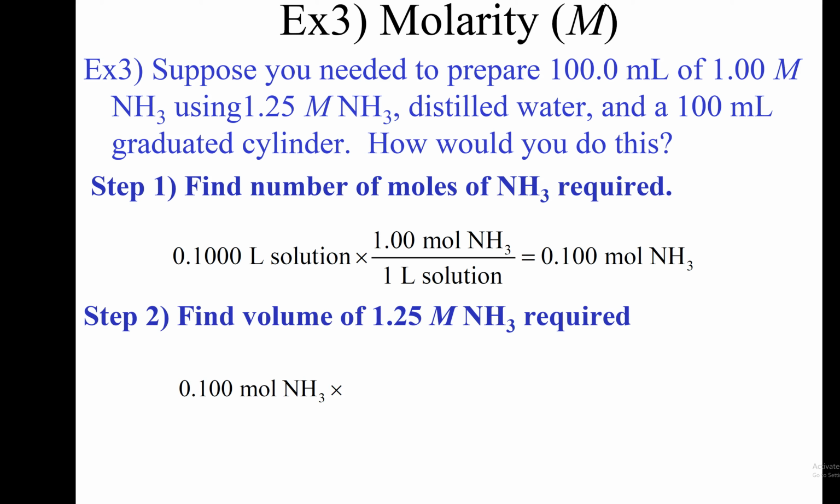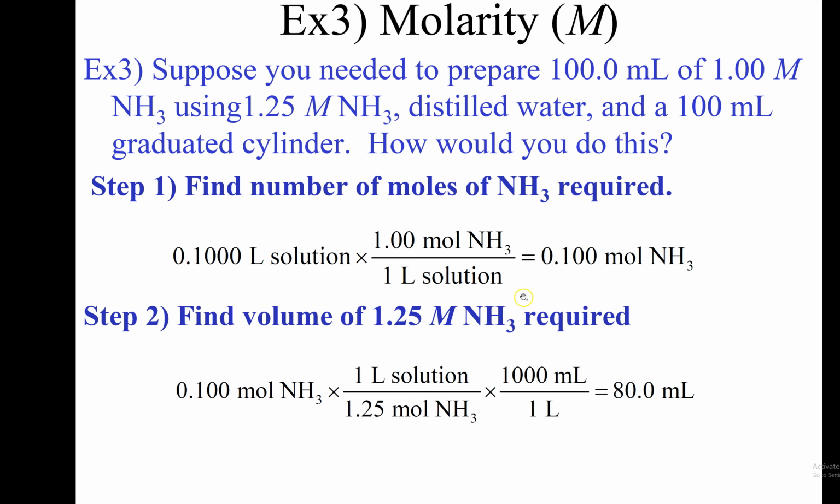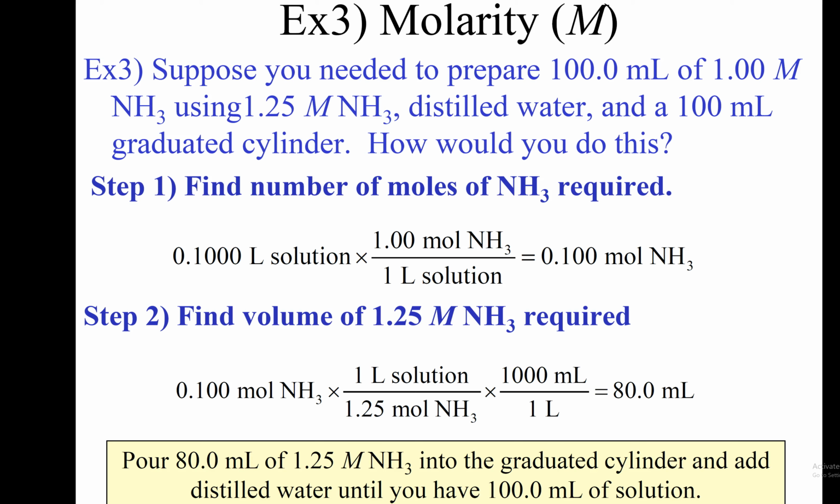All right, step 2, we're going to find the volume of the 1.25 molar required. We're going to multiply by the 1.25 moles per liter that is given in this case, multiply by 1,000, and it should give us 80 mL. So now, in order to do the actual preparation, we're going to pour 80 mL of the 1.25 molar into a graduated cylinder, and then add distilled water until you have 100 mL of the solution. In other words, we're going to add about 20 mL of distilled water to make that 100.